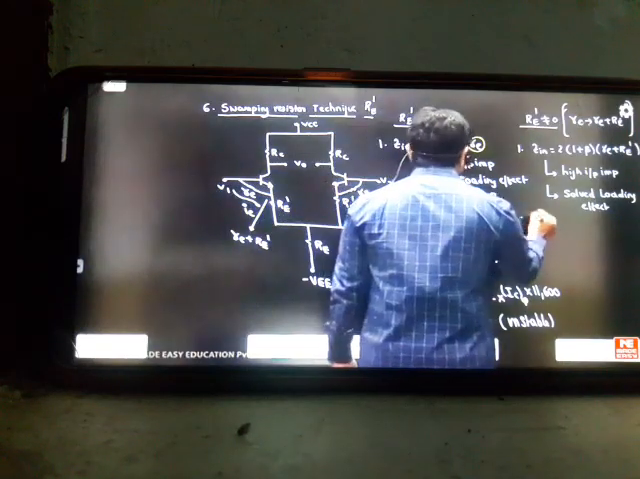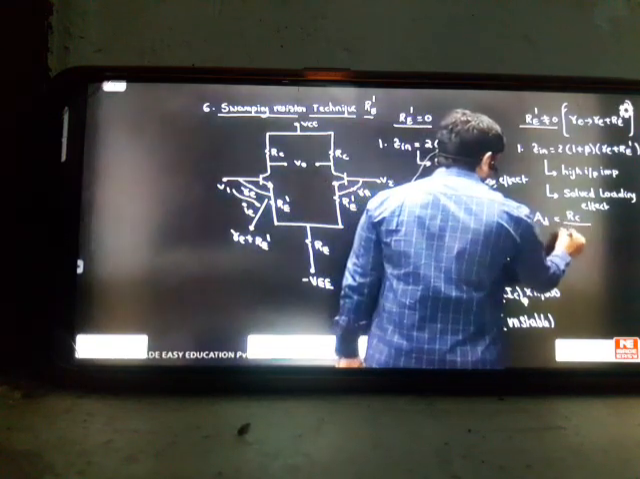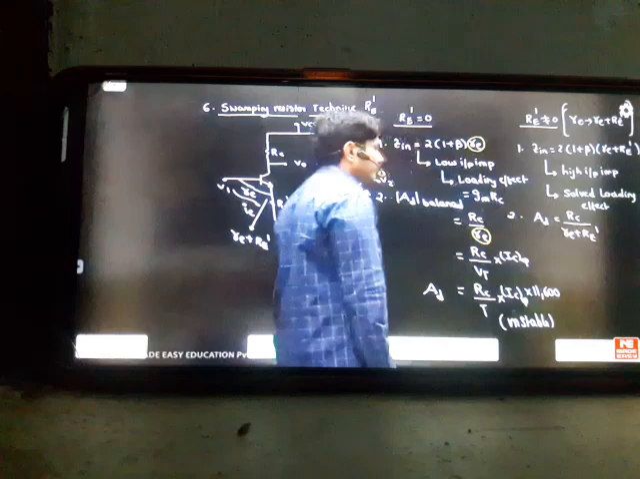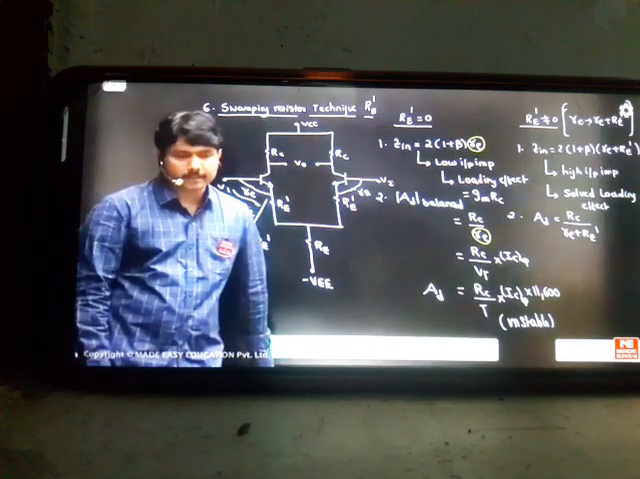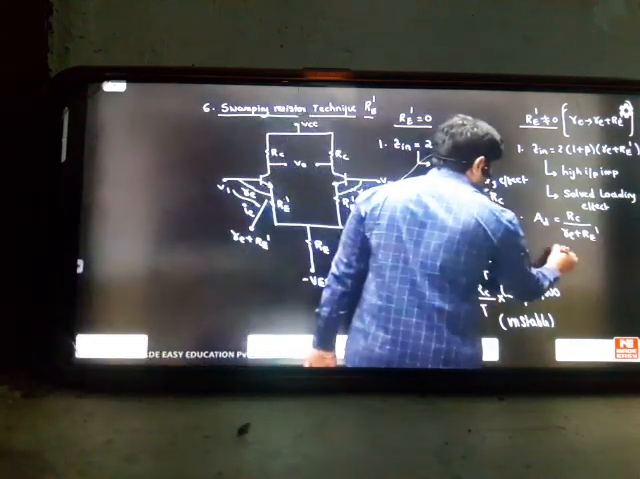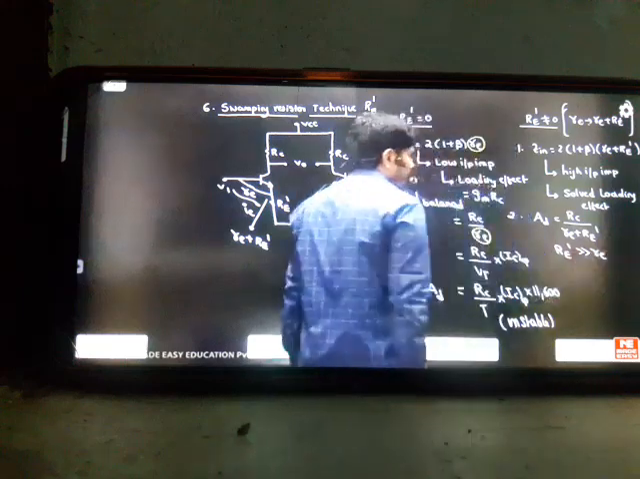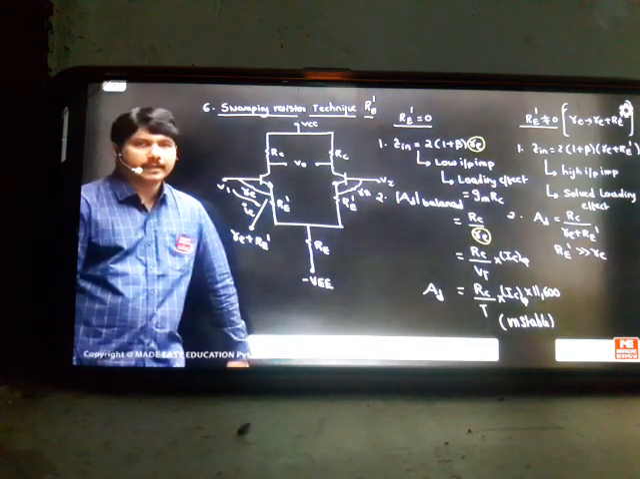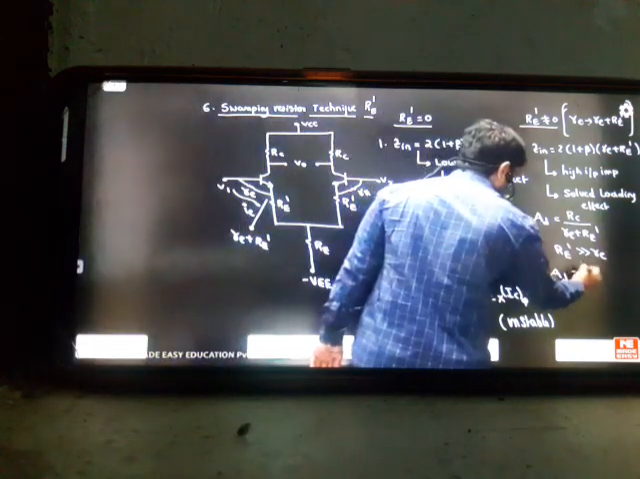And coming to the second one, your AD we have is RC by RE, but RE becomes here RE plus RE dash. There is a change in the swamping technique. So small RE, capital RE, if you see, your RE dash is much greater than small RE. Your RE dash is in kilo ohms, small RE is in ohms. So RE can be neglected. So your AD formula becomes only RC by RE dash.